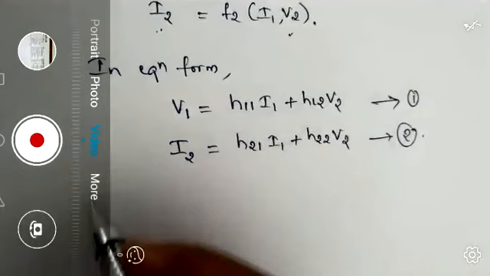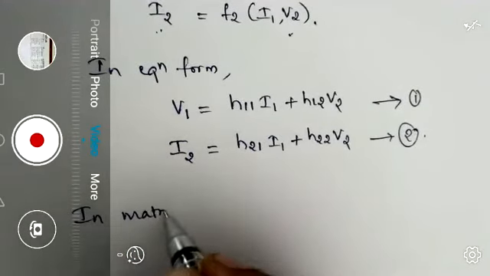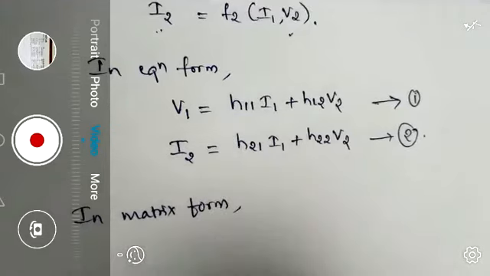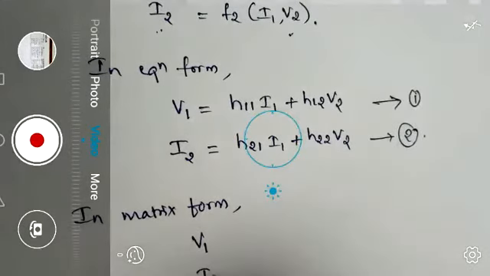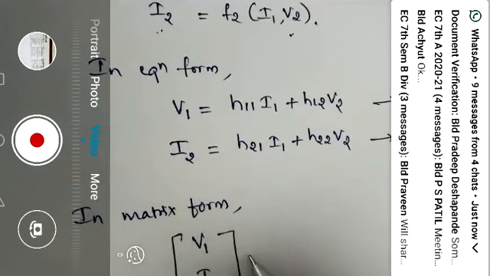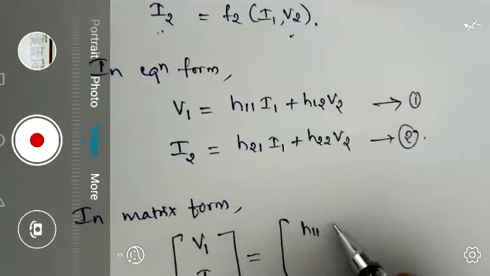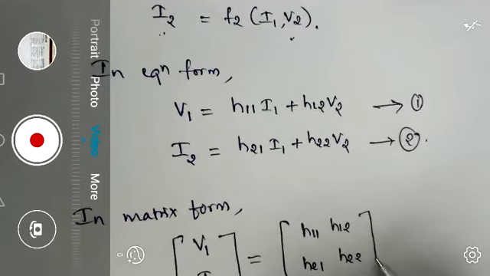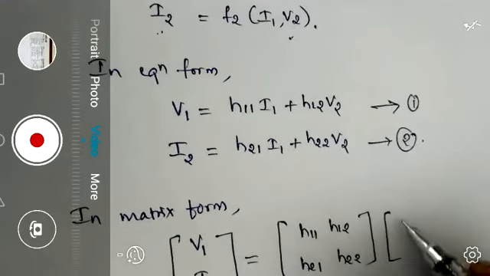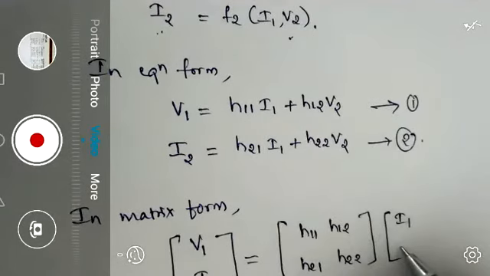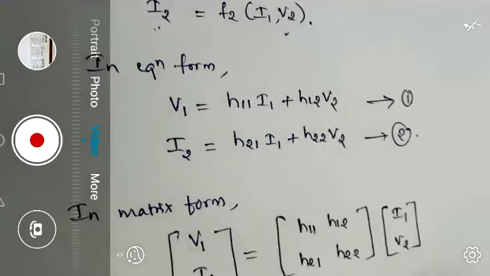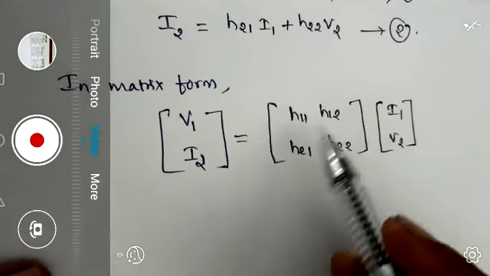In matrix form, the above two equations can be written as: the dependent variables V1, I2 equal the matrix H11, H12, H21, H22 multiplied by the independent variables I1, V2. Now let us calculate these individual parameters.